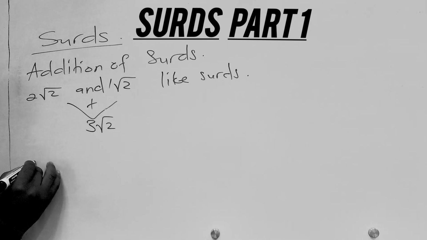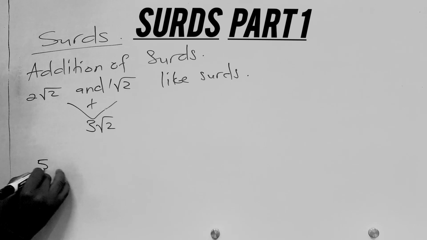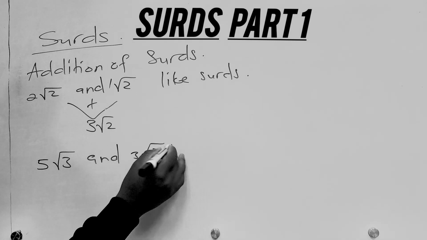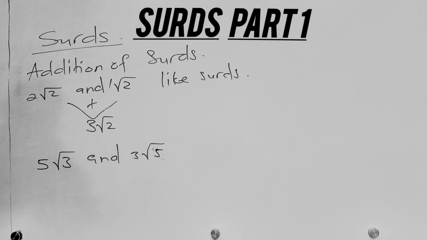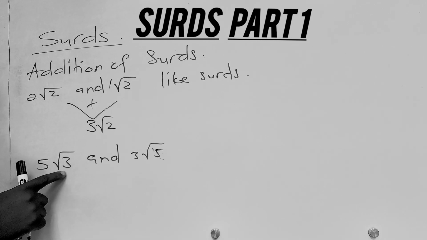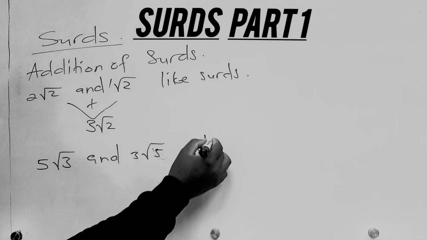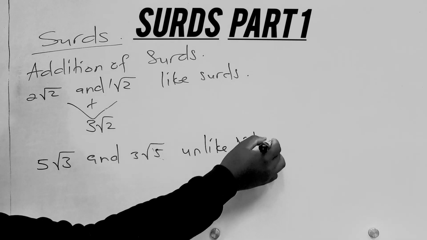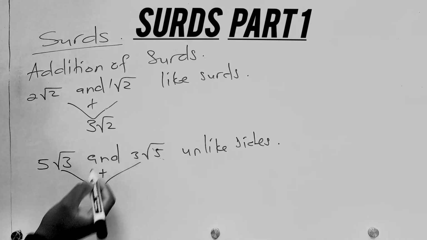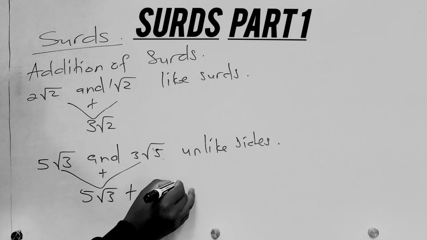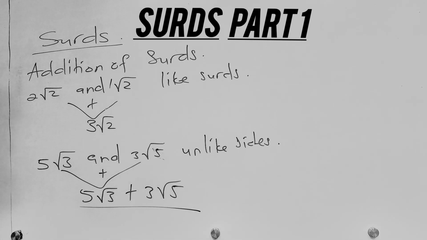Now we can have 5 root 3 and 3 root 5. These ones are unlike surds. You can see here we have root 3 and root 5. They are not like, so unlike surds. So if you add these ones, you still get the same thing. It will be 5 root 3 plus 3 root 5. There's no way you can simplify this. So like surds add each other, unlike surds can't.